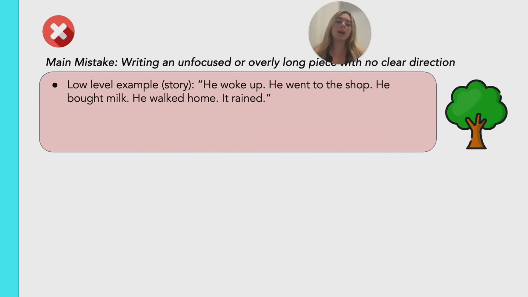So what we want to do, looking at a low level example, is: he woke up, he went to the shop, he bought milk, he walked home, it rained.